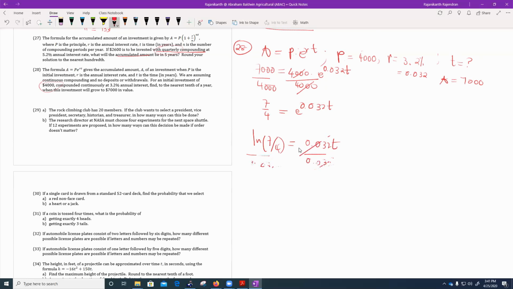Therefore, t is ln 7 over 4 over 0.032. Take your calculator and simplify this value. So this will give you 17.5. That means what? That means you need to wait 17.5 years to get 7,000 once you invest 4,000 at this rate. Okay? Therefore, my answer is 17.5 years.